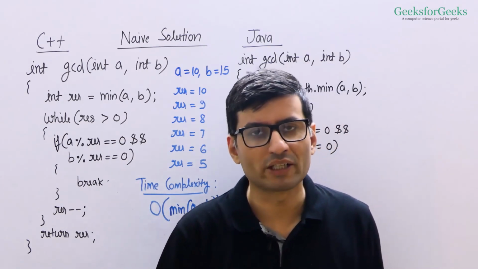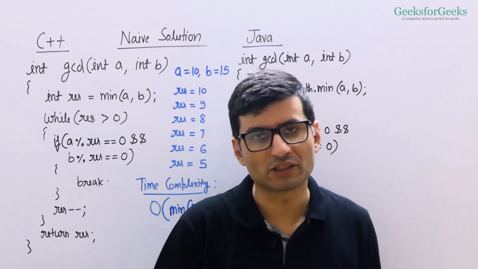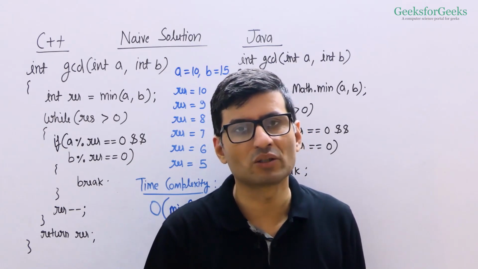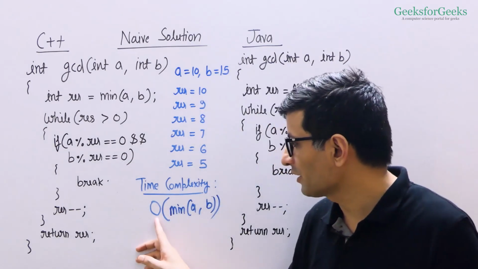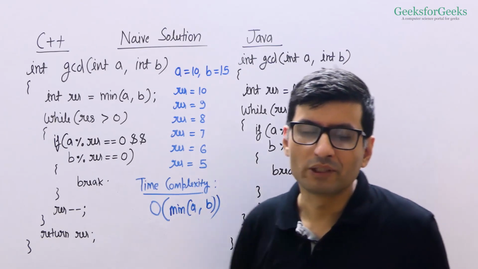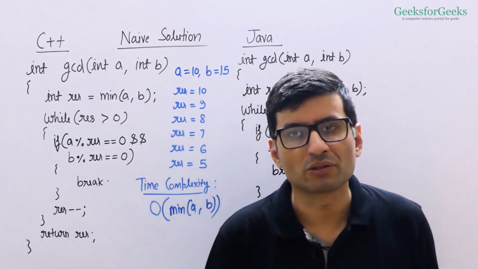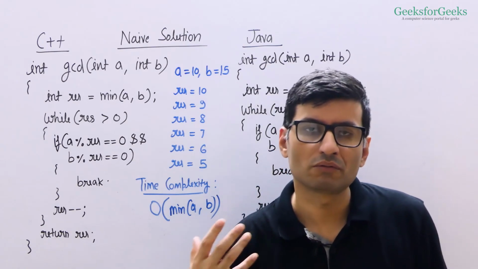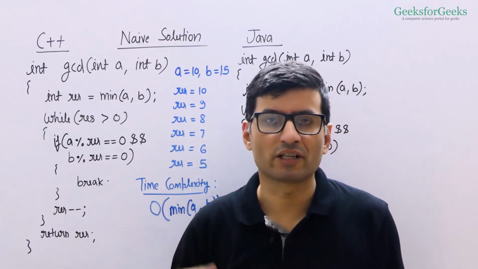In other cases, it might take less time, right? It might stop at the first iteration itself. For example, 100 and 200. So we use big O notation and we say time complexity is O of minimum of a and b. Now please pause this video and try to think of any solution which can find GCD in better time complexity.